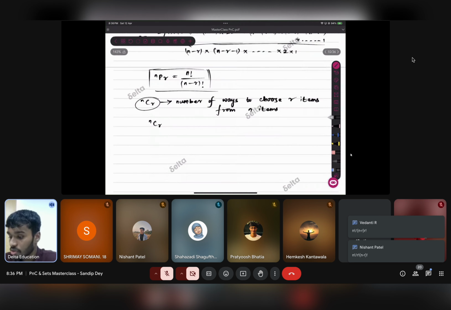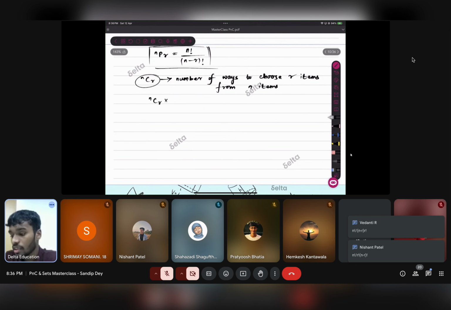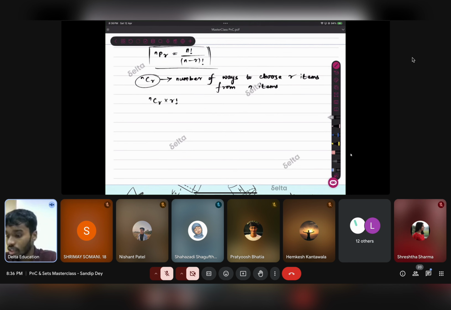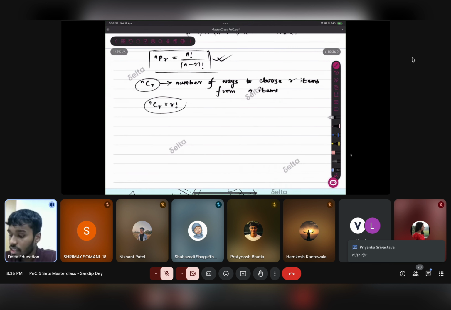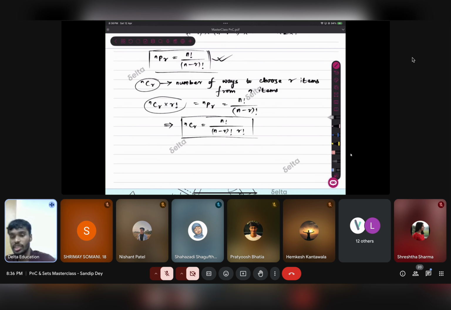So what I am going to get is NCR, and then if I arrange those selected R items at R different places, I will get this number of arrangements, right? And I have just solved this problem previously. That was NPR, which is equal to n factorial divided by n minus r factorial. So from there, I can deduce that the NCR formula is nothing but n factorial divided by n minus r factorial, divided by r factorial. So that's how NCR and NPR come into the picture, right?